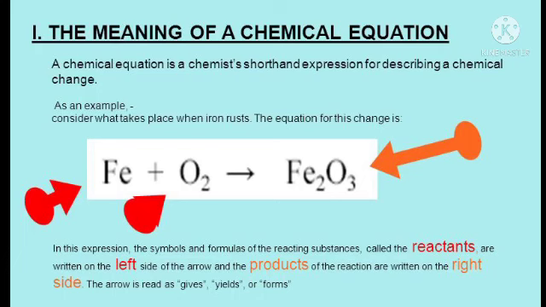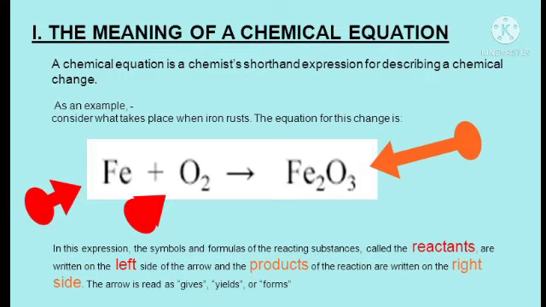The meaning of the chemical equation: a chemical equation is a chemist's short expression for describing a chemical change. An example, consider what takes place when iron rusts. The equation of the change is ferrous, that means iron Fe, plus oxygen O2 gives rise to ferrous oxide.